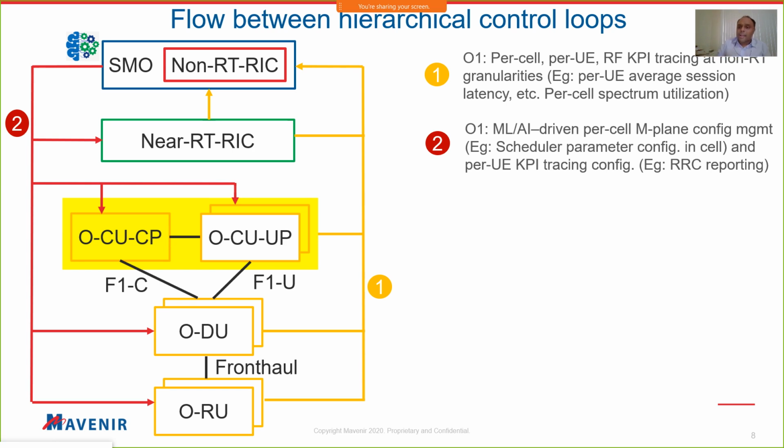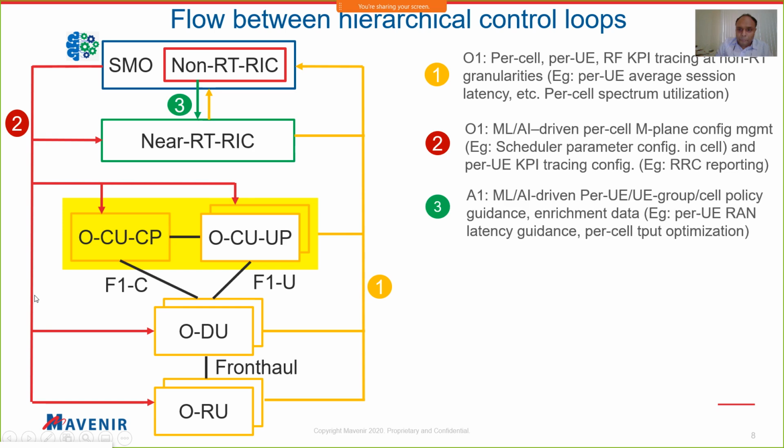What are examples of that? For example, configuring the scheduler parameters of the MAC scheduler that sits in the O-DU. This can be sent over the O1 interface. And similarly, configuring the periodicities at which user-specific data has to be reported to the SMO. This is another configuration that can be sent over step number 2.